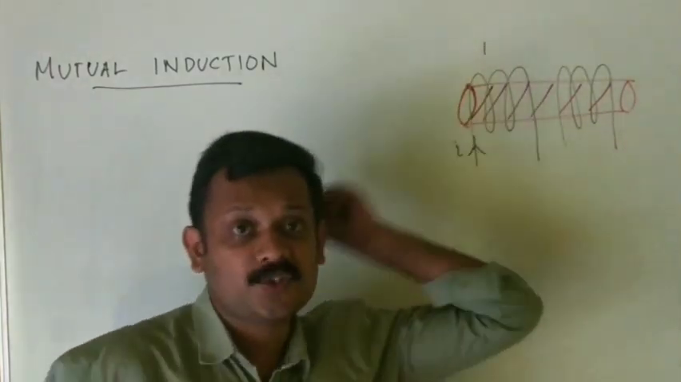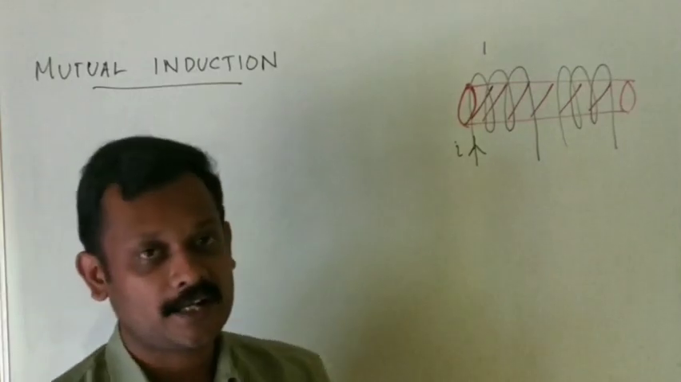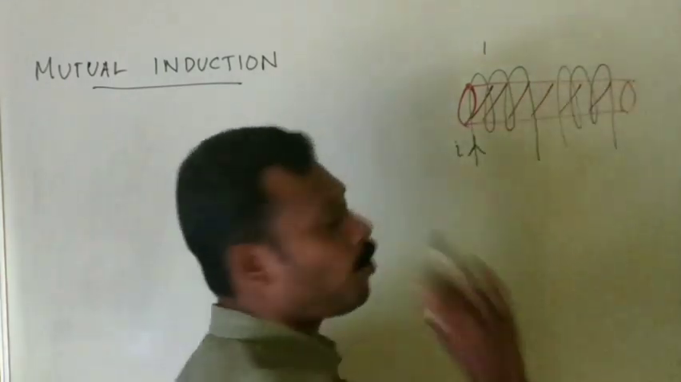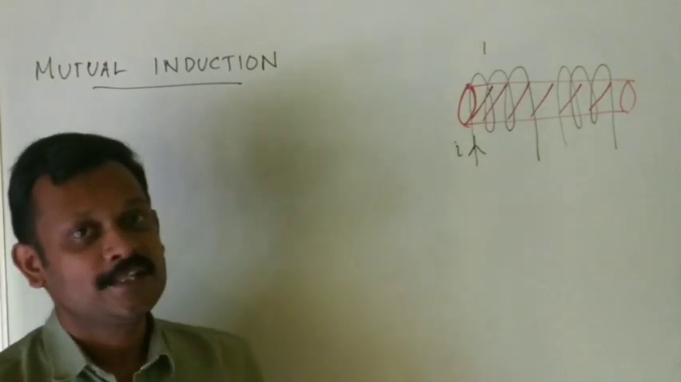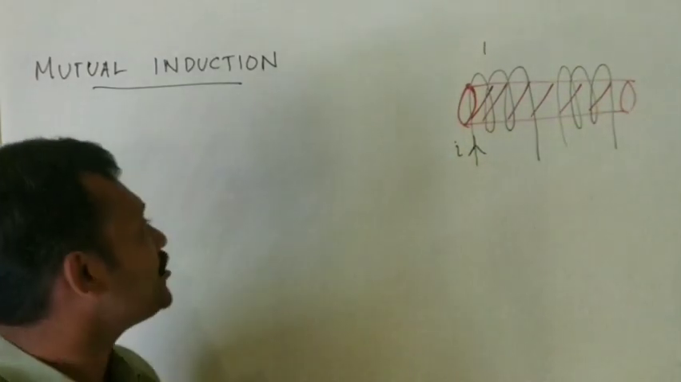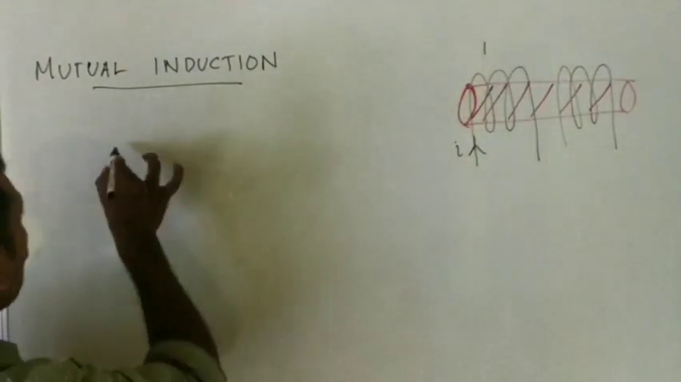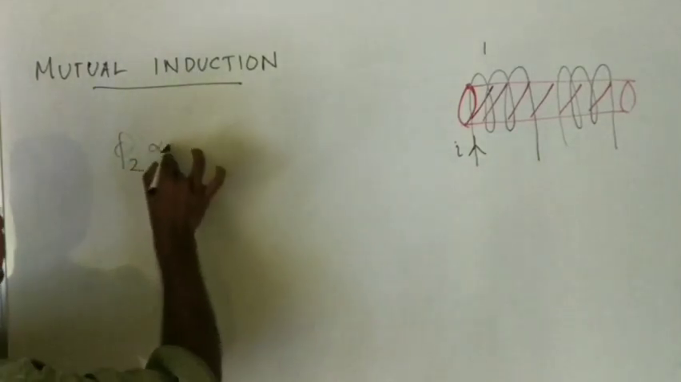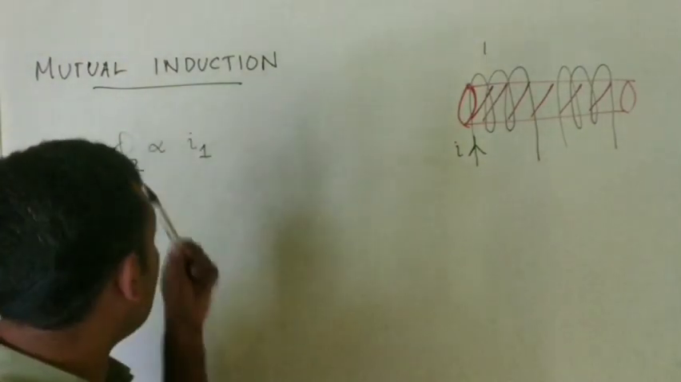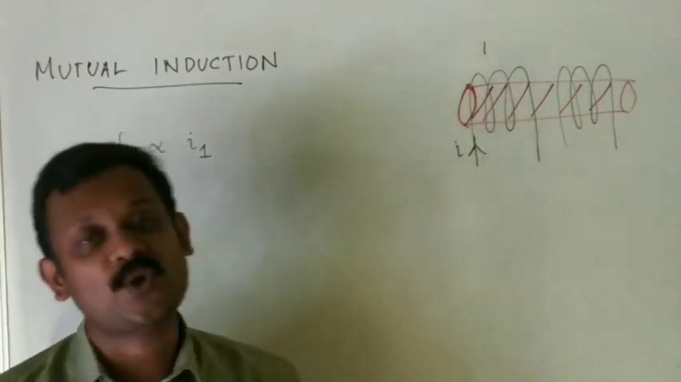As a result of passing this current through coil 1, the coil gets magnetized, the core also gets magnetized. Which part of the core gets magnetized? Is it this much part or the complete core? I will tell you, the complete core gets magnetized, which means that there will be a flux linked with the second coil. So let us say the flux linked with the second coil is directly proportional to the current in the first coil, because magnetization of this core depends on the current in this coil.